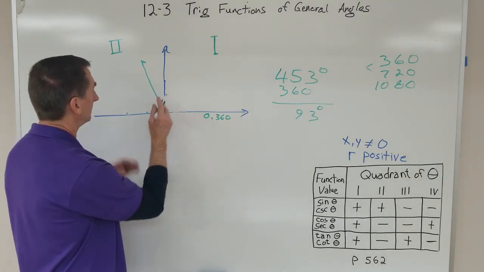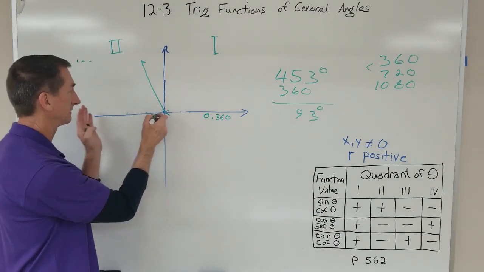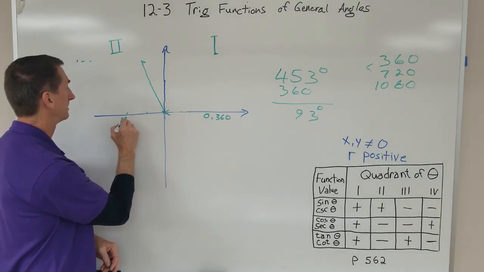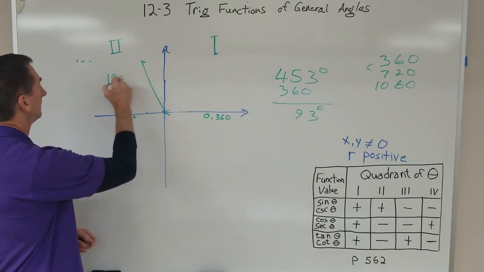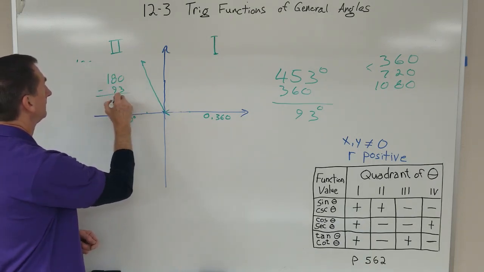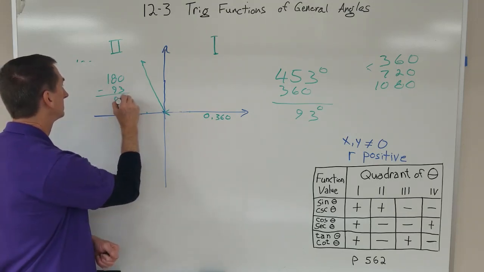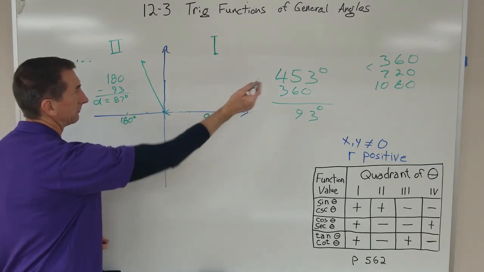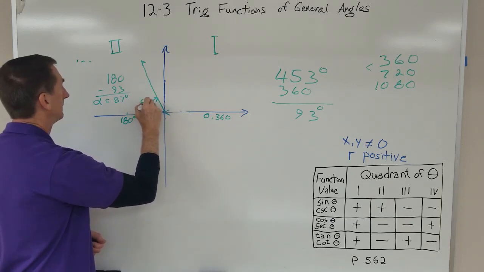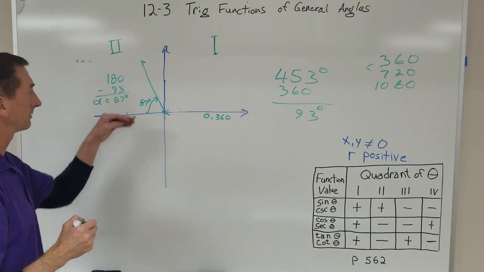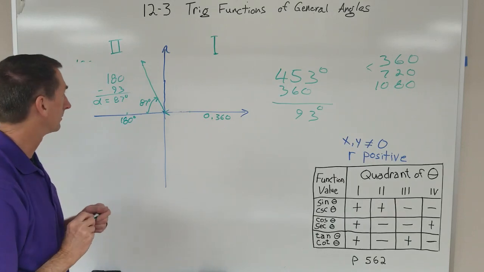Okay, so since it's in quadrant 2, I know I'm going to use the negative side of the x-axis, or the 180 side. Erase my 180 there. Okay, so I'm going to just take 180 and subtract 93. And that'll leave me with 87 degrees, which is the reference angle of a 453 degree angle. So that goes right there, 87 degrees. So I can use 87 degrees as my reference angle for a 453 degree angle.